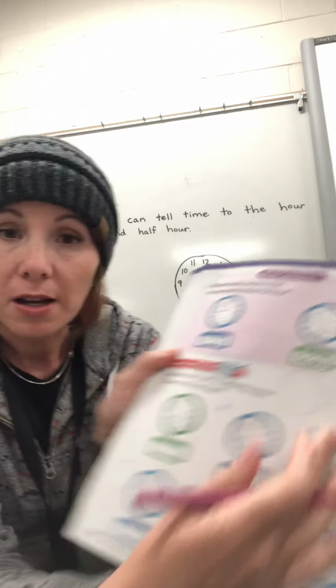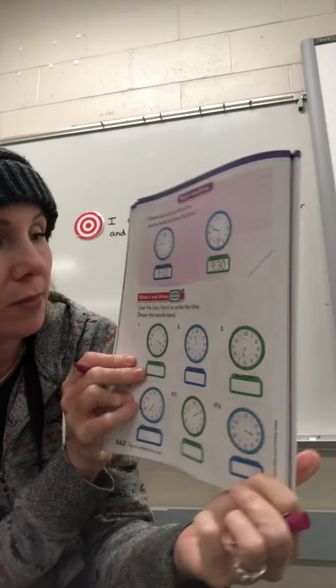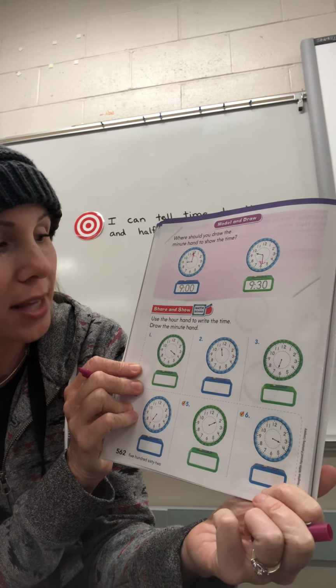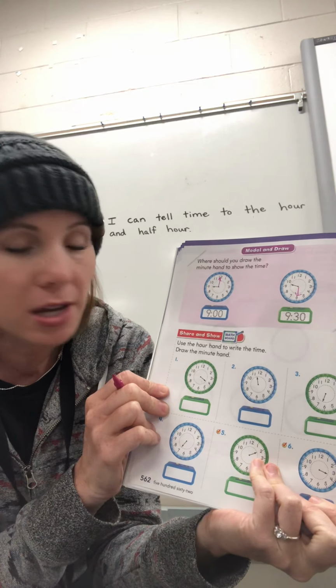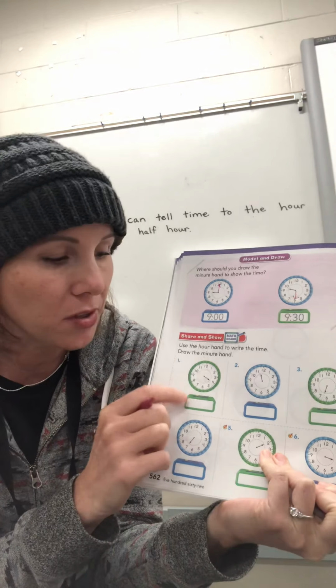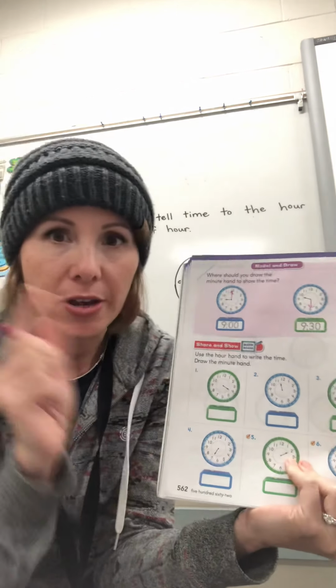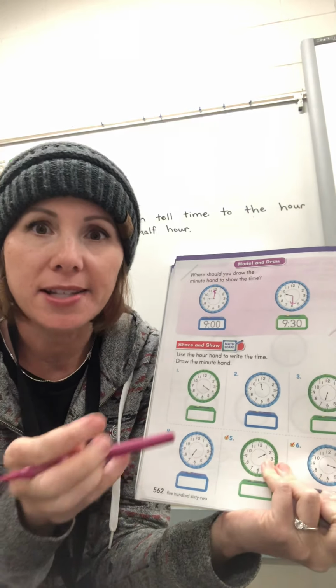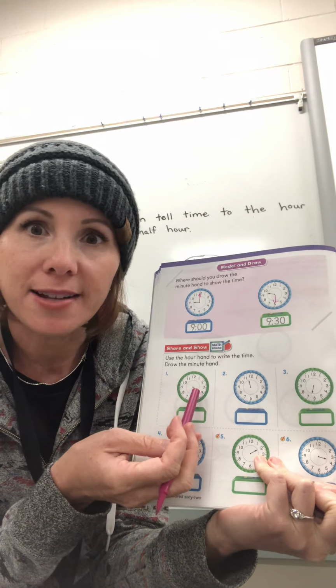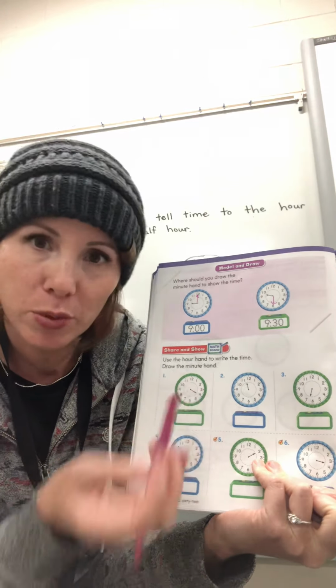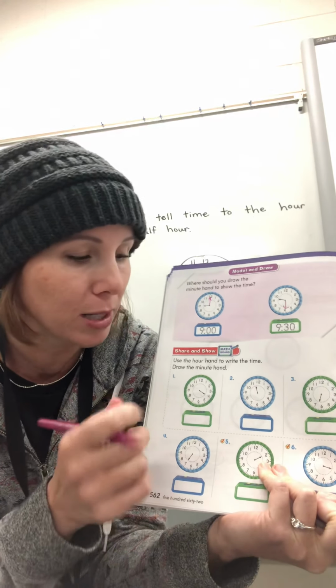So on this part of your page, it says use the hour hand to write the time and draw the minute hand. So you're gonna do two things. You're going to draw the minute hand and then you're gonna write the time in the box. So here's the trick. When it's on the hour, the hand will point right to the number. And when it's on the half hour, it's going to be in between two numbers because it's halfway in between.